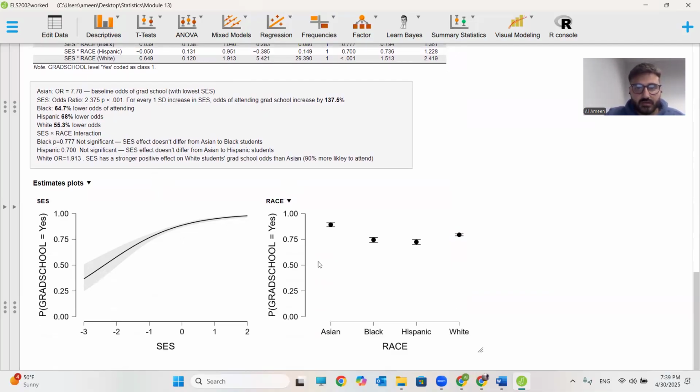The plots here are telling the same story. Asians have higher chances of attending grad school, and definitely SES plays a role. The higher your SES, the more likely you are to be attending grad school.